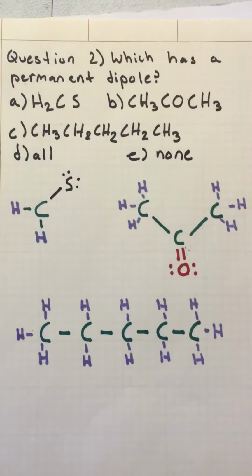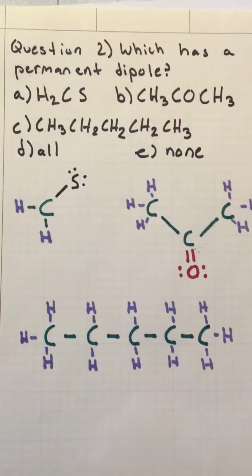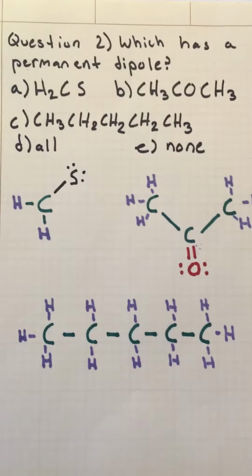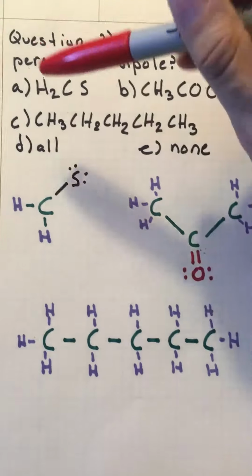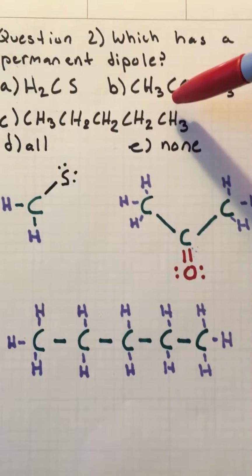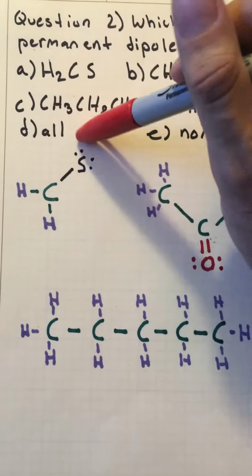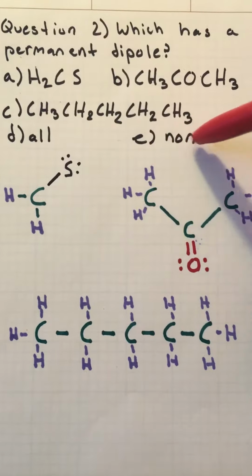Welcome back. So the second question in this series is which of these compounds that we see before us has a permanent dipole? So for A we have H2CS, B we have CH3COCH3, and for C we have CH3CH2CH2CH2CH3, right?